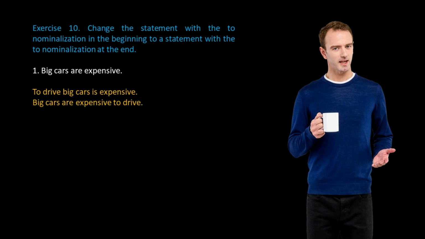Exercise 10. Change the statement with the to nominalization in the beginning to a statement with the to nominalization at the end. I give an example for number 1. Big cars are expensive. To drive big cars is expensive. Big cars are expensive to drive.